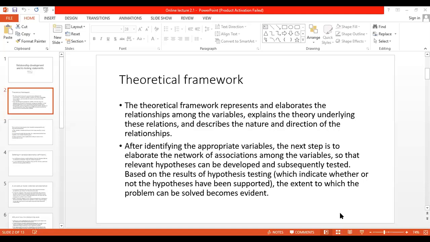Okay. And based on the results of the hypothesis, we try to suggest the solution of the problem. We try to give the suggestion or to solve the problem in a given situation.